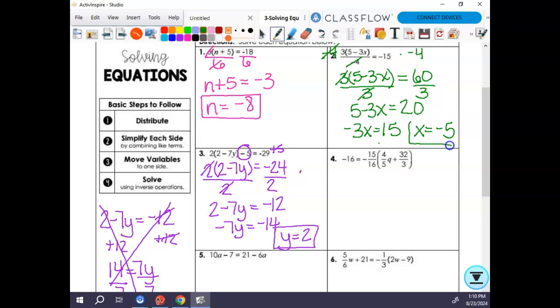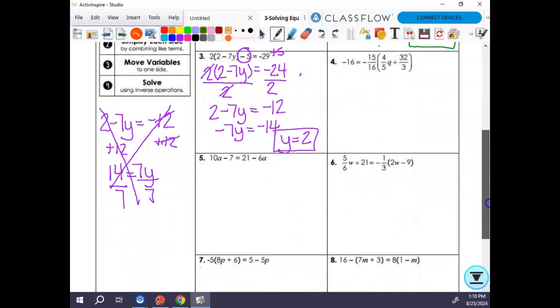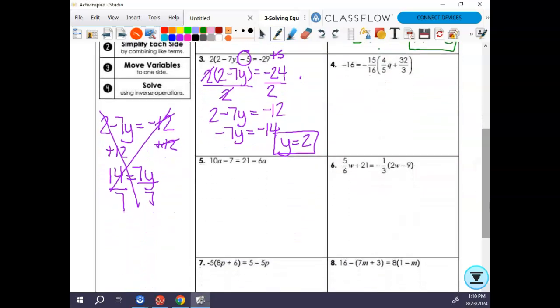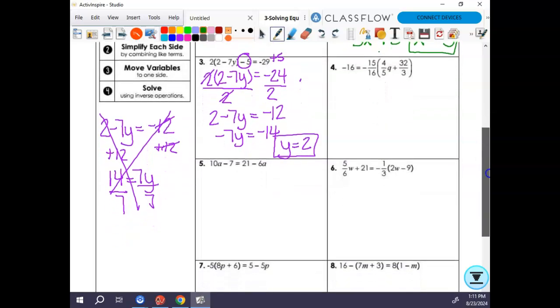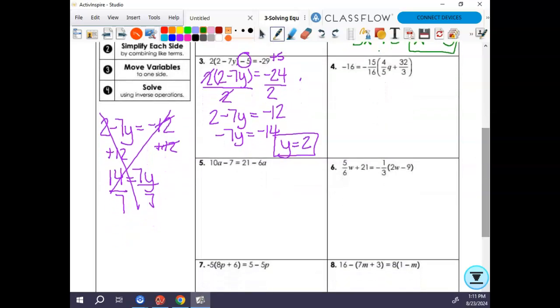Are we good on x equals negative 5? All right. Now, many people think that number 4 is the thing that nightmares are made of. Yes. All right, so we got a couple of options here.